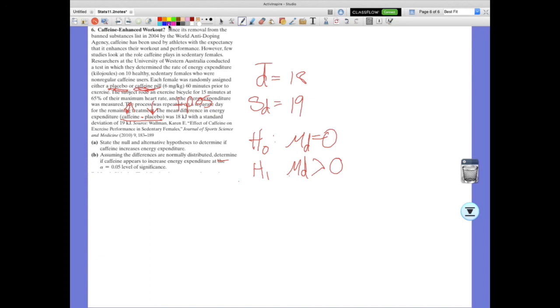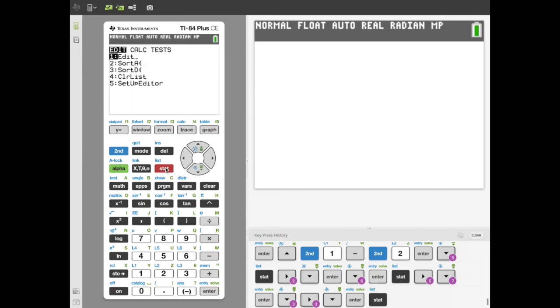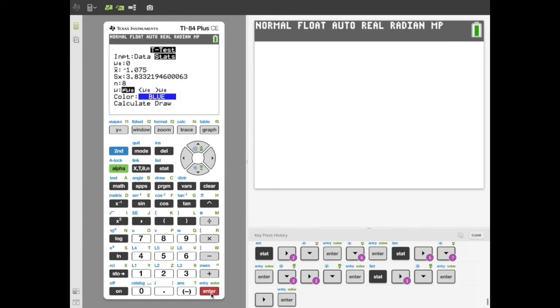Part B says, assuming the differences are normally distributed, determine if caffeine appears to increase energy expenditure at the 0.05 level of significance. So we will go to our calculator. To do this hypothesis testing, we're going to go to stats, tests, and down to t-test. This time we are not using data, we're using stats. So what is the null statement? It's that it equals 0. What is our average? Our average here was 18.